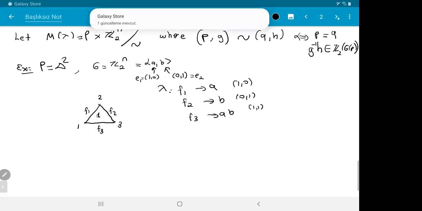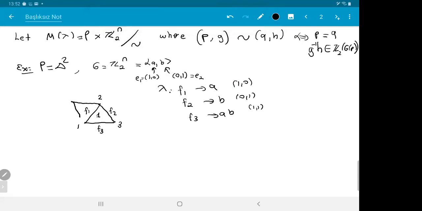So let me glue it with the copy corresponding to A. So I have 3 here. This is F3. So from F2, I have to glue the copy corresponding to B. And this is AB. F1. So here.